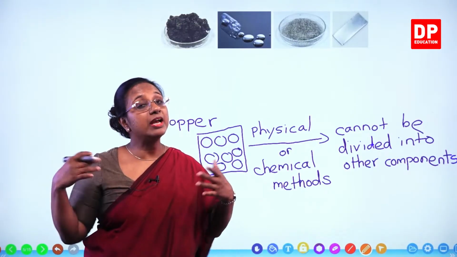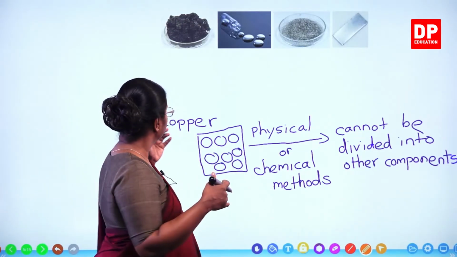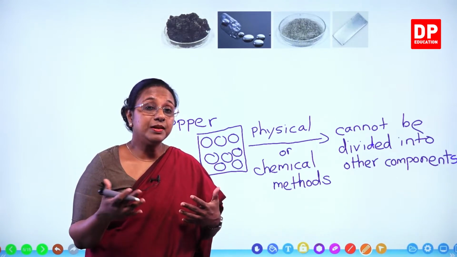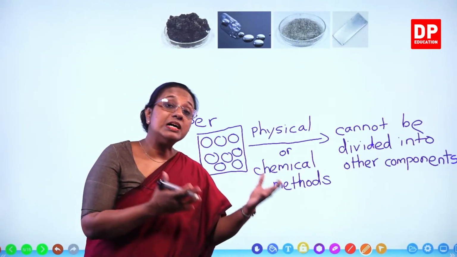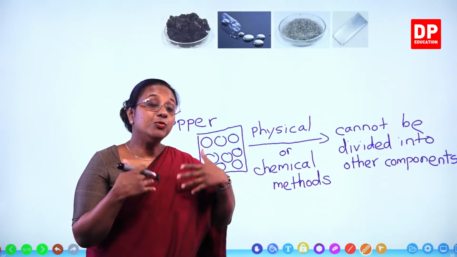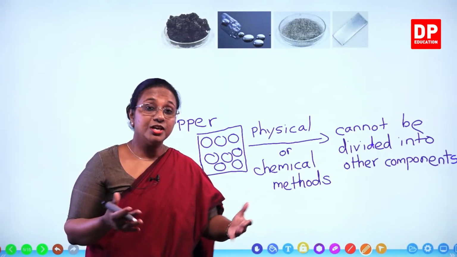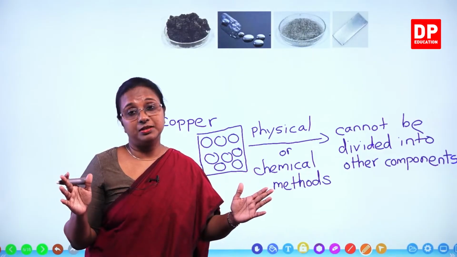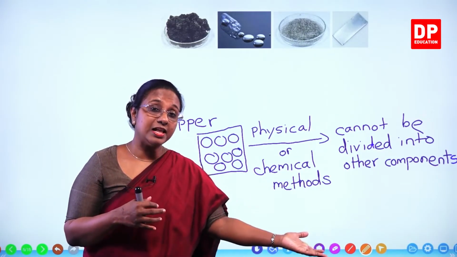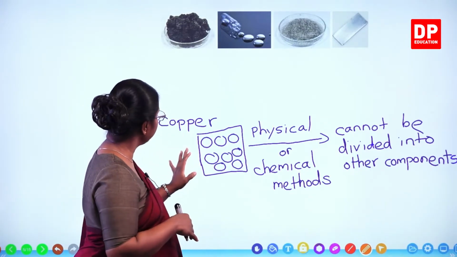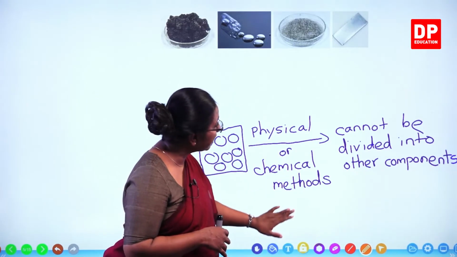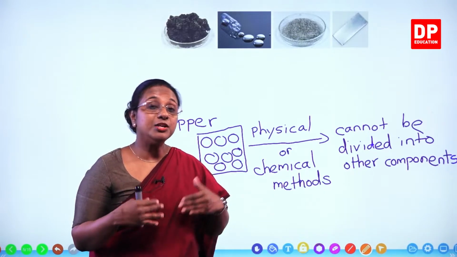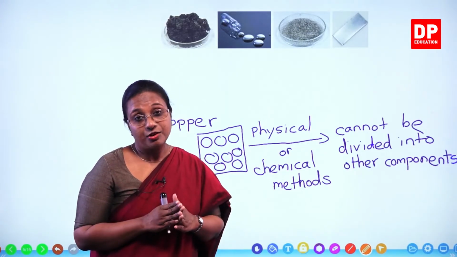But by doing something, you can change them. Like say, if you react copper with something, it will become something else. Or for example, if you have carbon, carbon is an element. If you burn carbon, that's a chemical change. There, it will become carbon dioxide. But you cannot divide carbon. You can change carbon into something else, but you cannot divide carbon. The same way, you have copper. You cannot divide it into smaller components by other physical or chemical methods. But you can change it. Is that clear to you all, students?